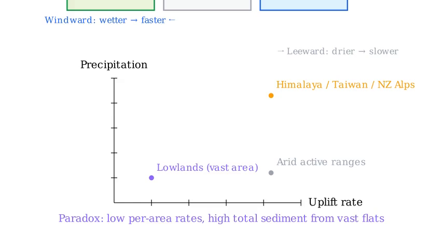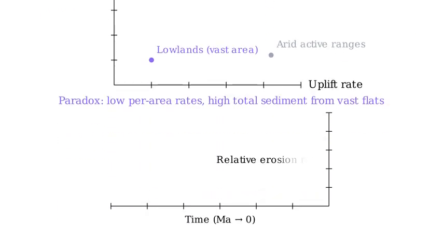Now, temporal patterns. Climate oscillations can speed up or slow down erosion. During glacial times, glaciers carve efficiently above the snowline. Many ranges show accelerated erosion in the last 2 million years, coincident with major glaciations.